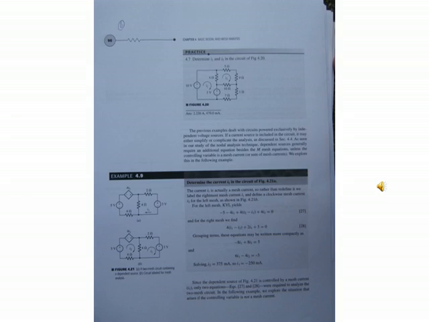So by rearranging the equations, what you got is minus 8I1 plus 8I2 equal to 5, and also 6I1 minus 4I2 equal to minus 3. So by solving these two equations, we got I2 equal to 375 milliampere and I1 equal to minus 250 milliampere.